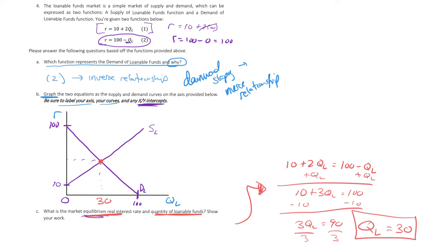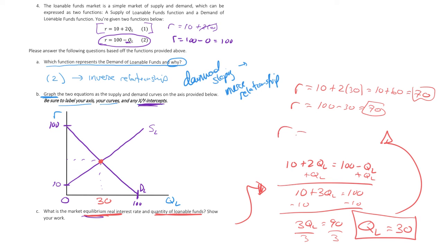I then will just need to plug this 30 into either the demand or the supply. Let's do it for both of them. R equals 10 plus 2 times 30, which equals 10 plus 60, which equals 70. Or on the demand side, we had 100 minus 30, which equals 70. Notice these are the same. So my equilibrium interest rate is going to be 70.